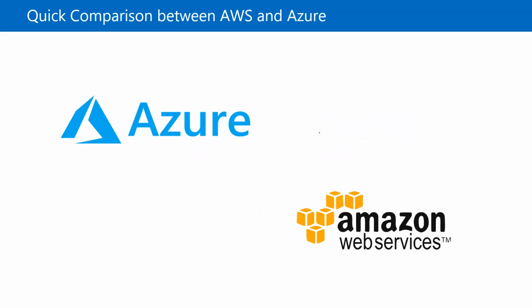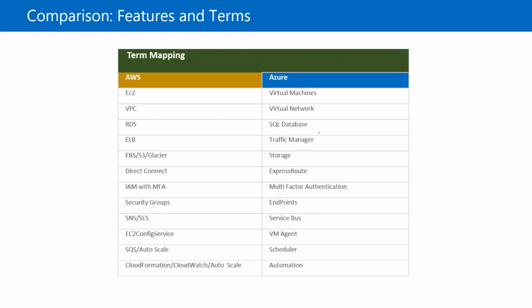A couple of comparison solutions before we wrap. This is a useful one to see where we are on each. These are the terms for the services, not for the solutions, the services. The compute, as you can see, is EC2 or virtual machine. The VPC is the virtual private cloud or the virtual network, it's the same. RDS services is using SQL. ELB, Elastic Load Balancing, is Traffic Manager. Storage accounts are S3 or Elastic Glacier. Multi-factor authentication, you can see it's multi-factor authentication, as I said. Security group, it's an endpoint.